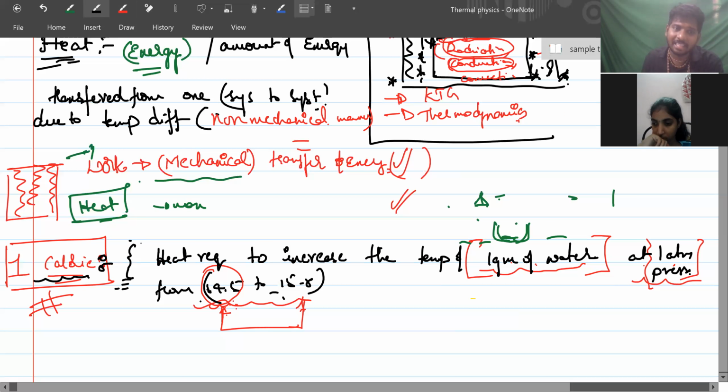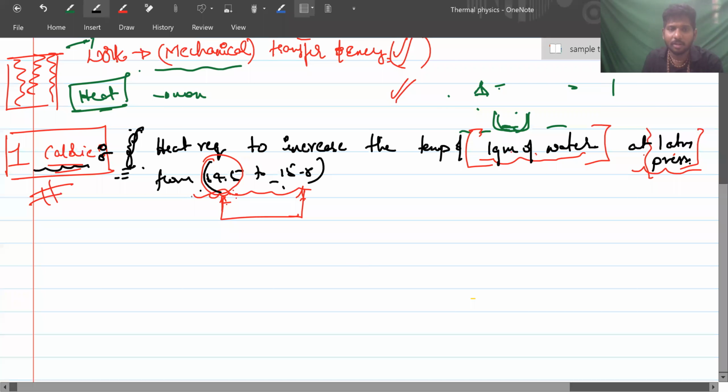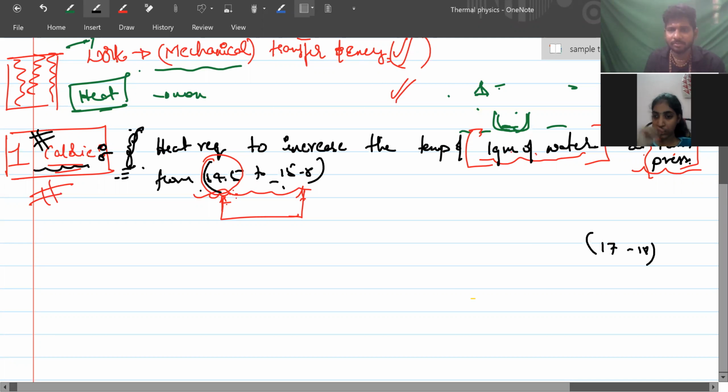But the exact definition, from the physics point of view, these values are also important. In general, if you have to calculate from 17 to 18 also, at 1 atmosphere, you will use calorie only. But definition wise, it is exactly equivalent to raising 1 gram of water by 1 degree from 14.5 to 15.5.